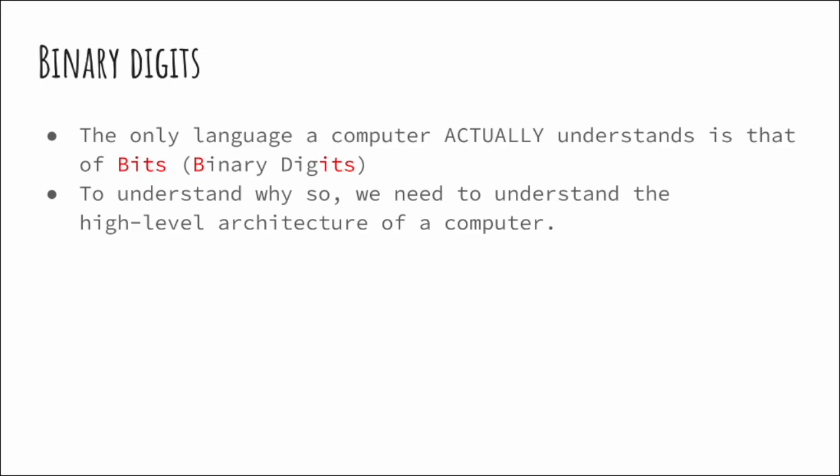So 8 bits make up a byte. 1024 bytes make up a kilobyte. 1024 kilobytes make up a megabyte, and 1024 megabytes make up a gigabyte. And then you have terabytes and so on. Okay? So this keeps on going, but the fundamental unit is bit. And bit comes from the words binary digits. Okay? Bit is nothing but a short form of binary digit.